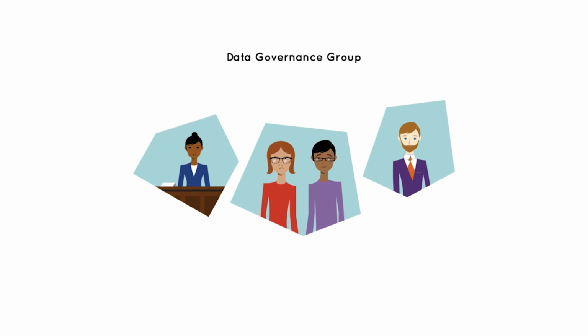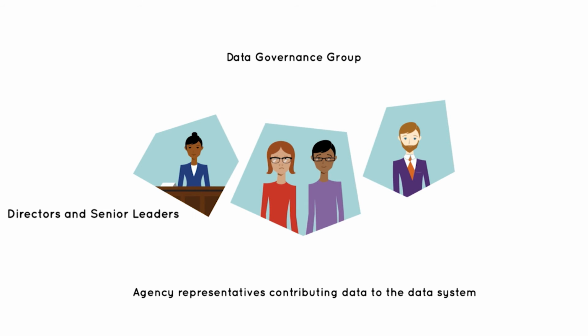Data governance groups are composed of subsets of stakeholders who are ultimately responsible for the data, including the quality, security, and appropriate use. These groups include representatives from each agency or program contributing data to the longitudinal data system. Such representatives could be directors and senior leaders, program staff members, and IT staff members.